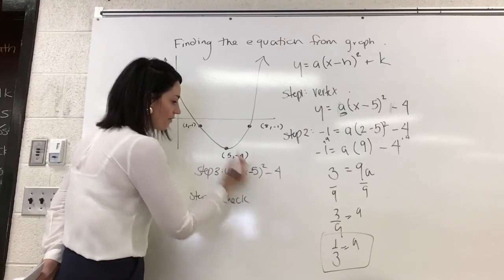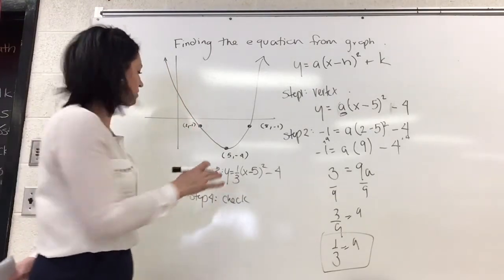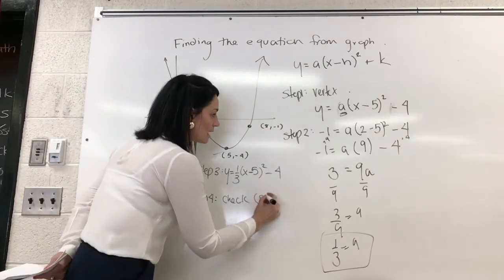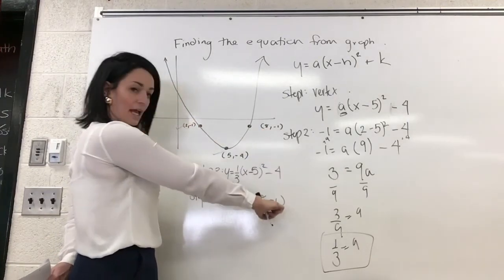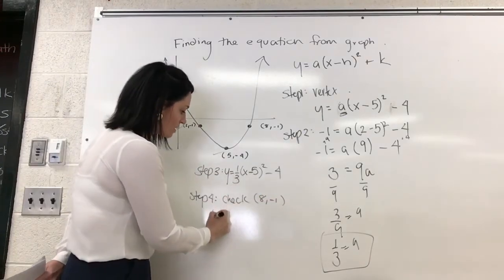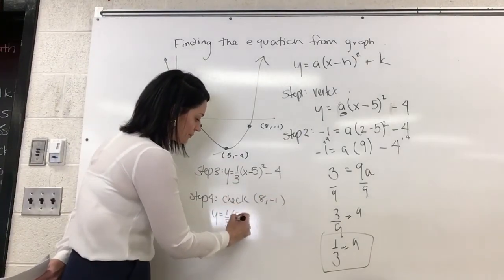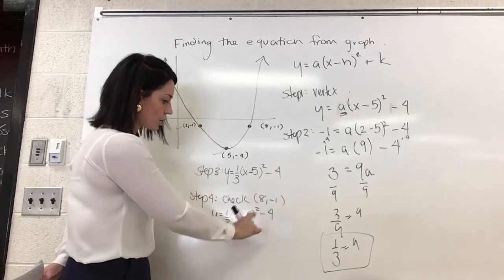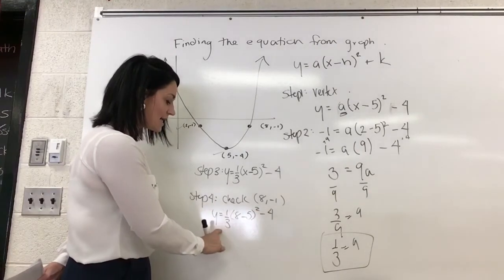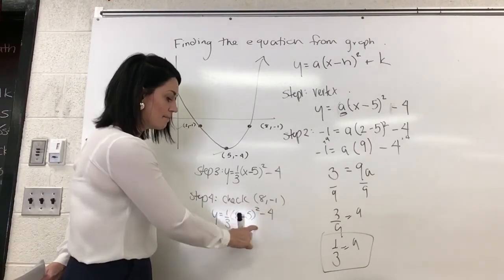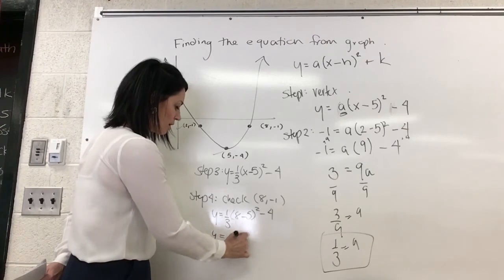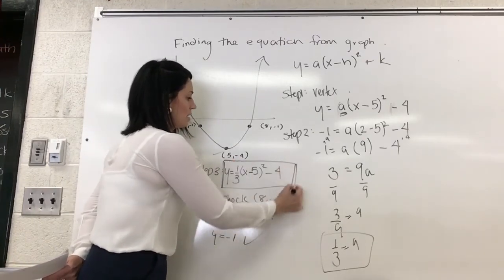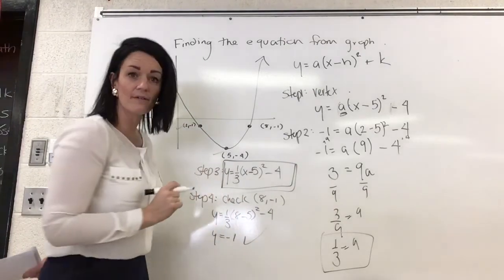And how I do that is I find any other clean point I haven't already used. So I already used this guy, I already used this guy, so I'm going to use this guy. So I'm going to plug 8 into this equation, and if I get -1, I'm feeling pretty good about things. So y = 1/3(8 - 5)^2 - 4. So 8 minus 5 is 3, 3 squared is 9, 9 times a third is 3, 3 minus 4 is negative 1. So I am feeling confident that this is the answer to finding the equation of this graph in vertex form.